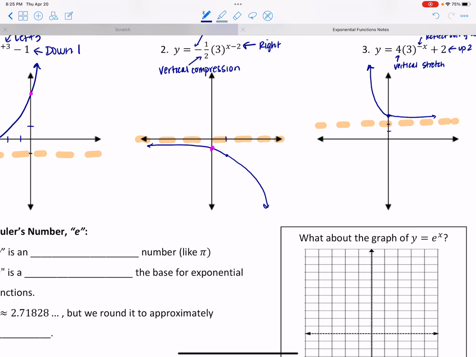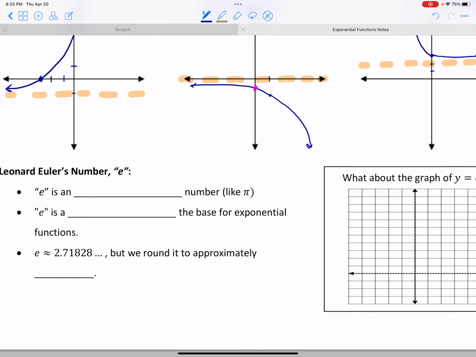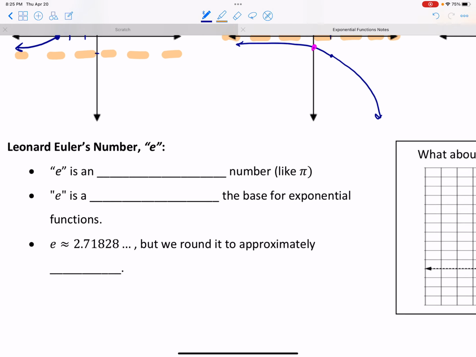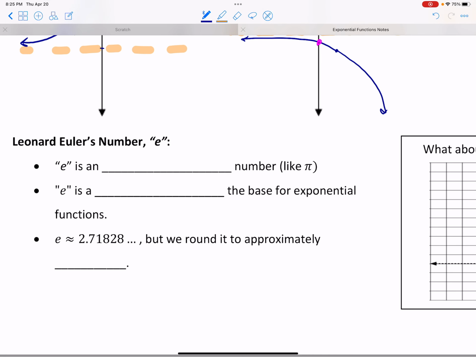I also want to mention and bring up y equals e to the x. If you've not seen e before, which if you're coming from college algebra, you should have, this is Leonhard Euler's number. We call it Euler's number, e. I know this doesn't look like Euler, but that's how his name is pronounced. It's like pi, an irrational number, which just means it's a non-repeating, non-terminating decimal. It is a very natural base for an exponential function.